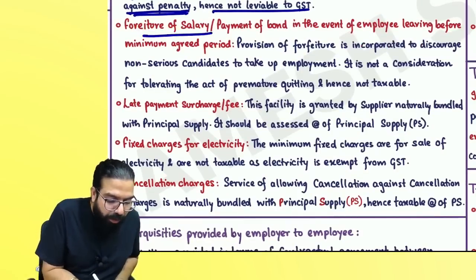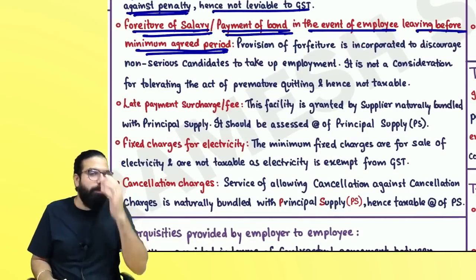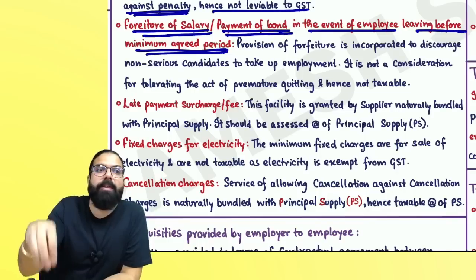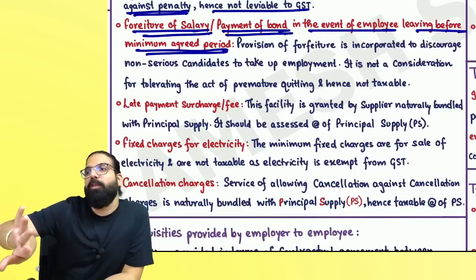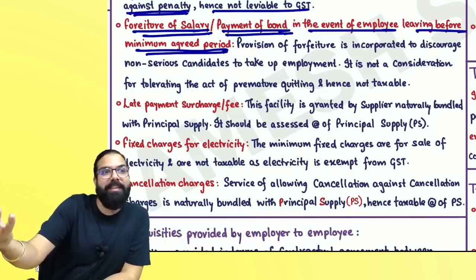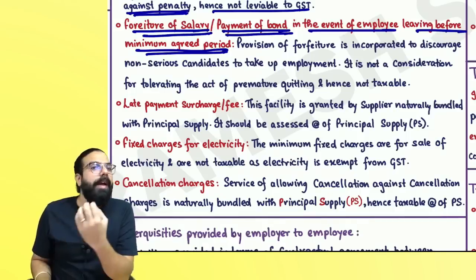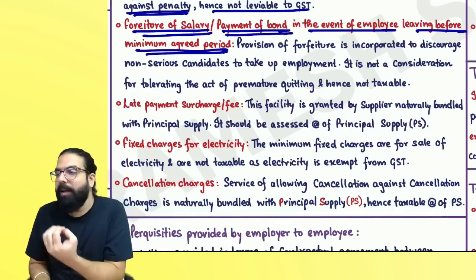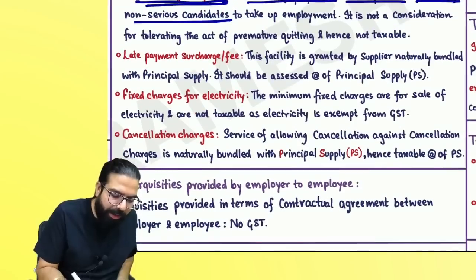Forfeiture of salary or payment of bond in the event of an employee leaving before the minimum agreed period. Whenever the employer puts in a bond that if you leave before 6 months you have to pay this amount, that is just to deter such a situation, because I don't want people to leave. It is not that I have made an agreement that you leave within 6 months and you should pay this much. No, it is just so that non-serious people don't join, and hence whenever I receive that bond amount or any penalty amount, that is not because I have done any supply. It says over here, the provision of the feature is incorporated to discourage non-serious candidates from taking up employment.